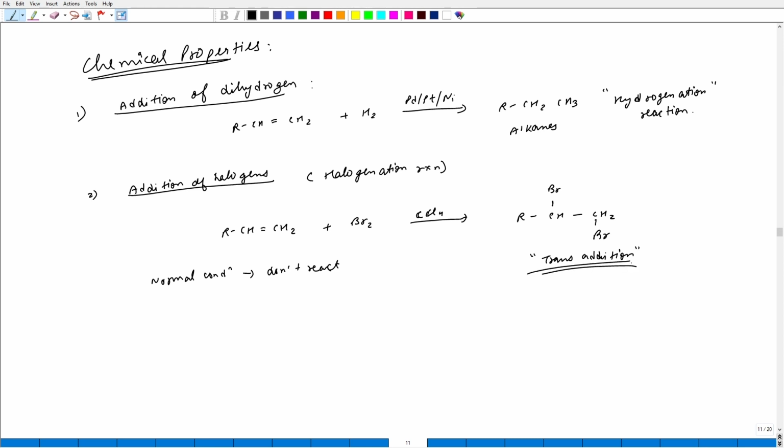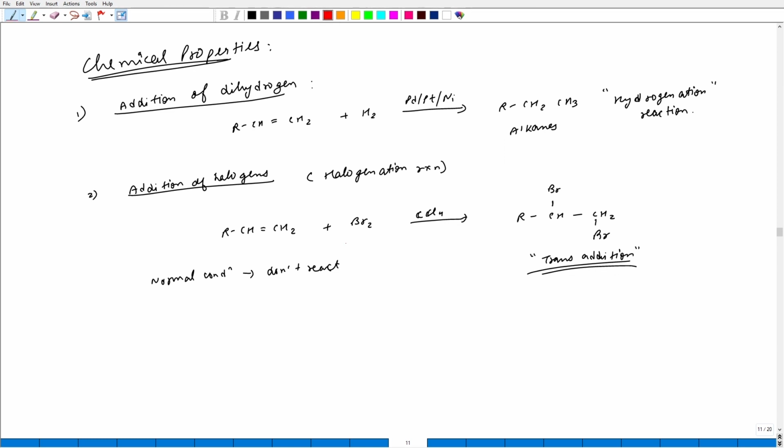That is why I have shown one Br above and another below. Whenever a halogen is added in the presence of CCl4, one bromine goes to one carbon and another goes to the other carbon of the C double bond C, but both are in opposite directions, meaning one goes upward and the other goes downward. So, this is a trans addition of the halogens. This is also one of the tests.